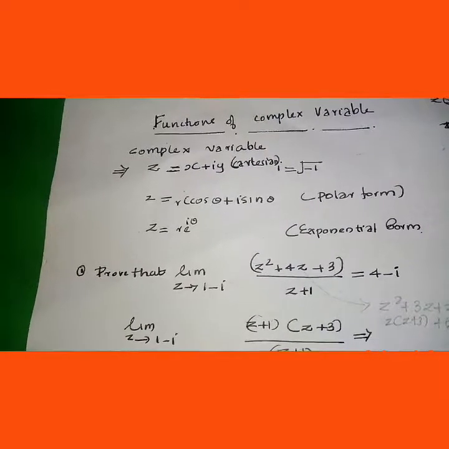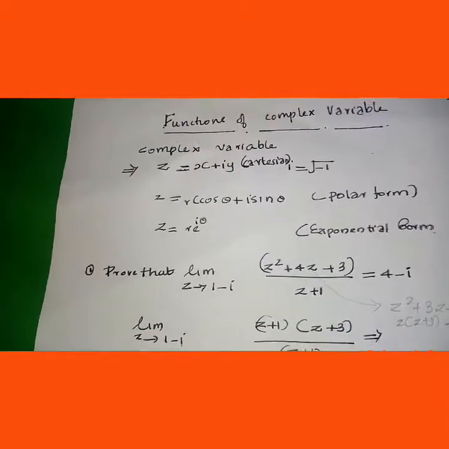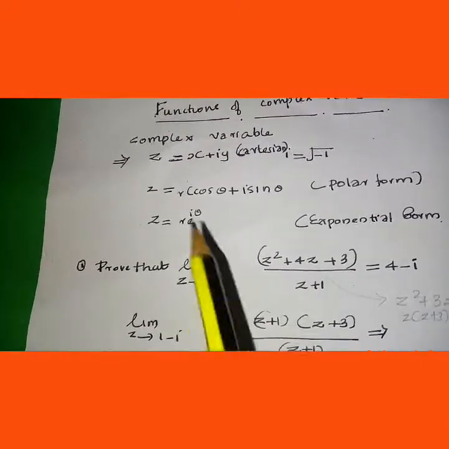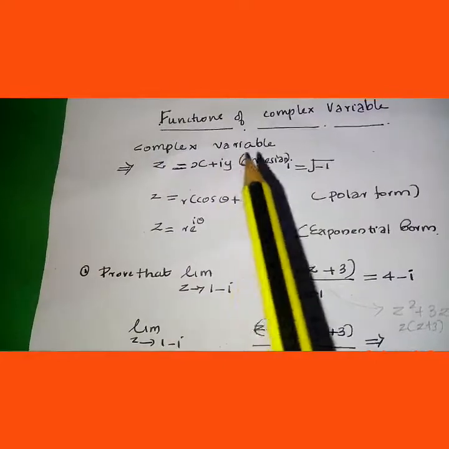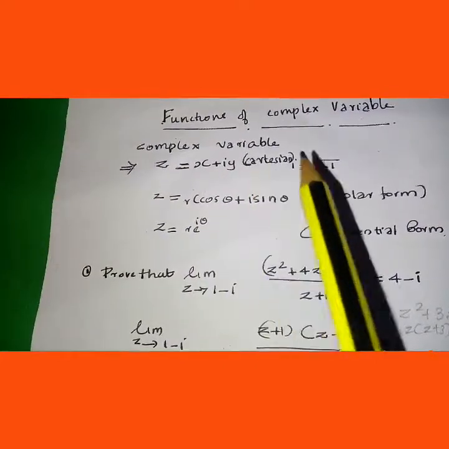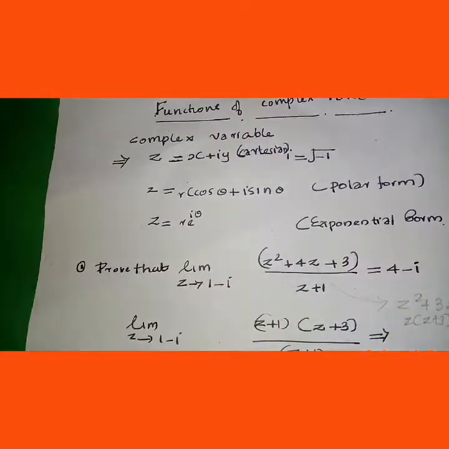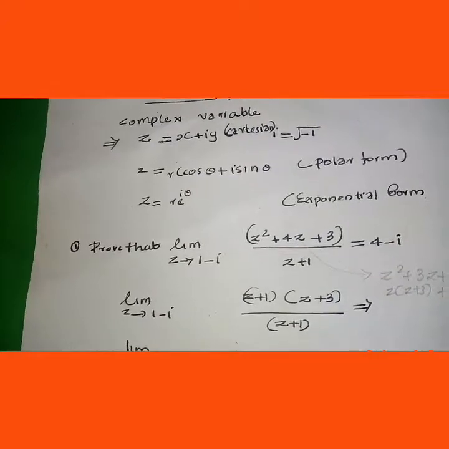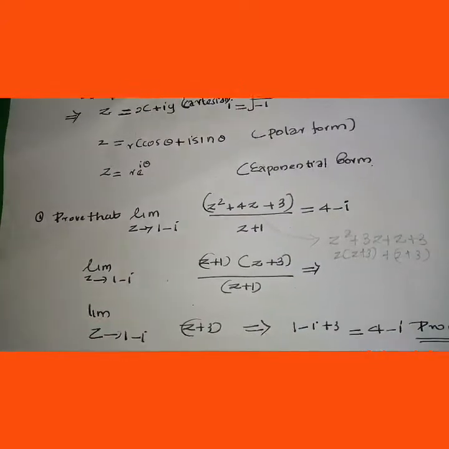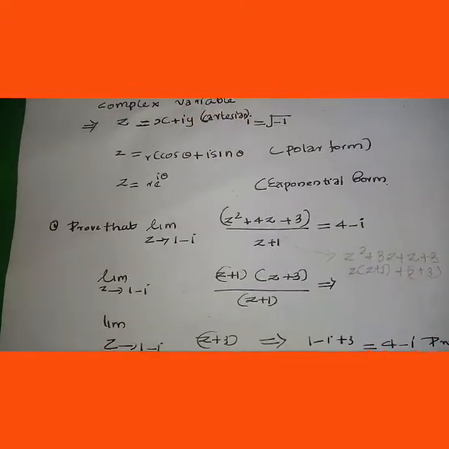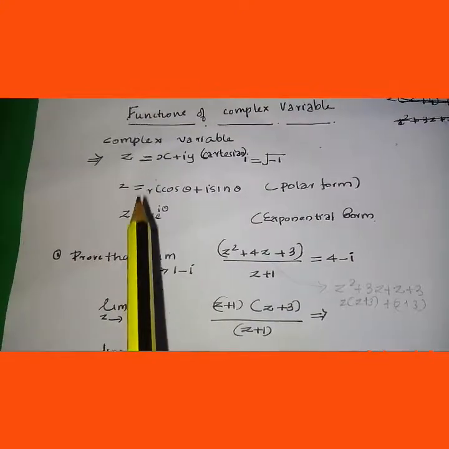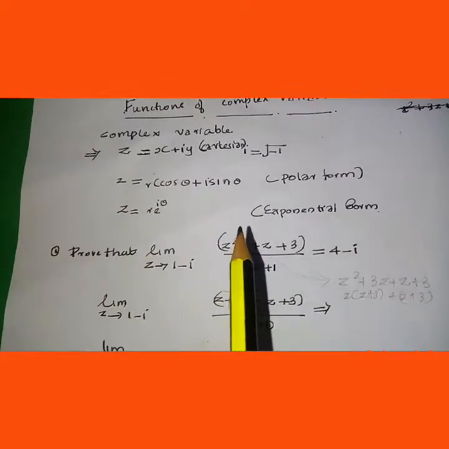Today I am giving you an introduction to the complex variable. Here z is equal to x plus iy. It is represented in Cartesian form, and i is equal to under root minus 1. Where z is equal to r into cos theta plus i sin theta, that is polar form. And z is equal to r e raised to i theta, that is represented in exponential form. Okay, so we should be familiar with these forms in complex variable.